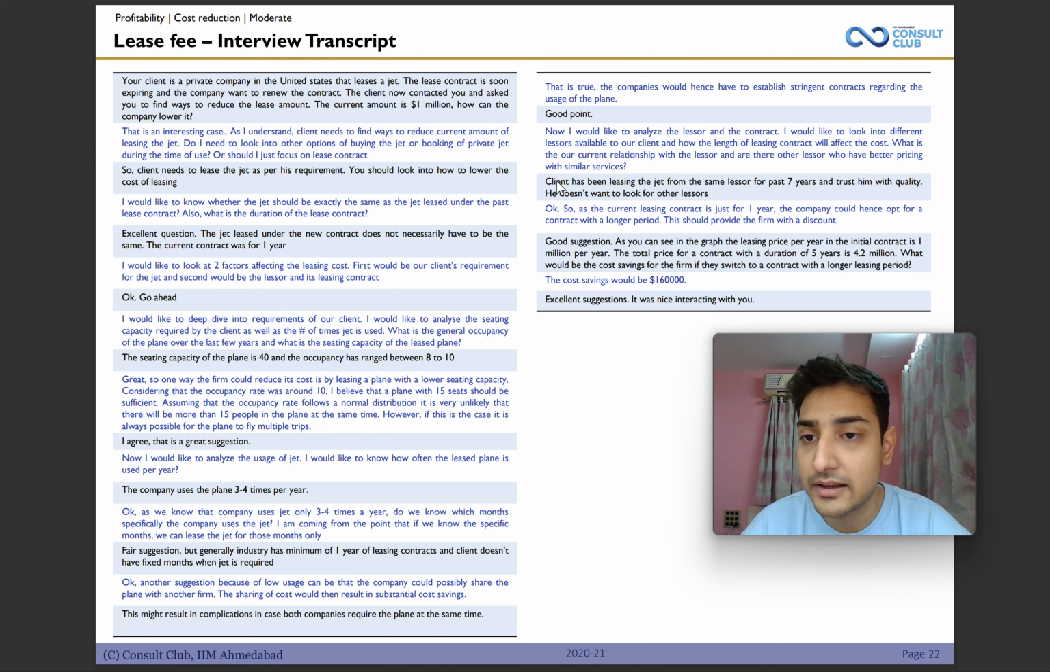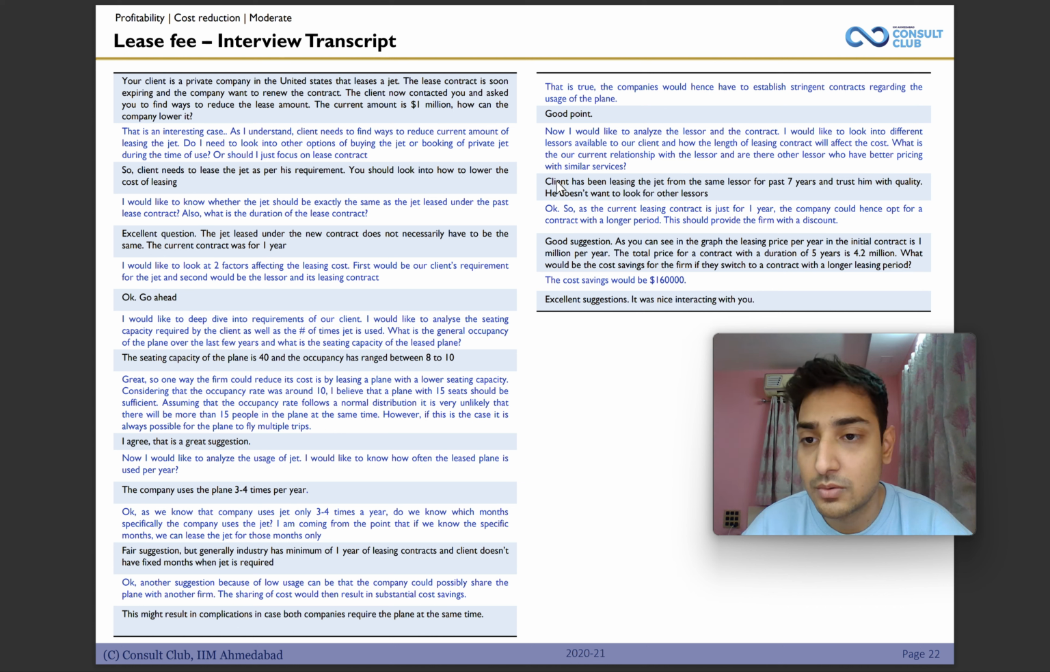Okay, go ahead. I would like to deep dive into the requirements of our client. I would like to analyze the seating capacity required by the client as well as the number of times the jet is used. What is the general occupancy of the plane over the last few years, and what is the seating capacity of the leased plane? The seating capacity of the plane is 40 and the occupancy has ranged between 8 to 10.